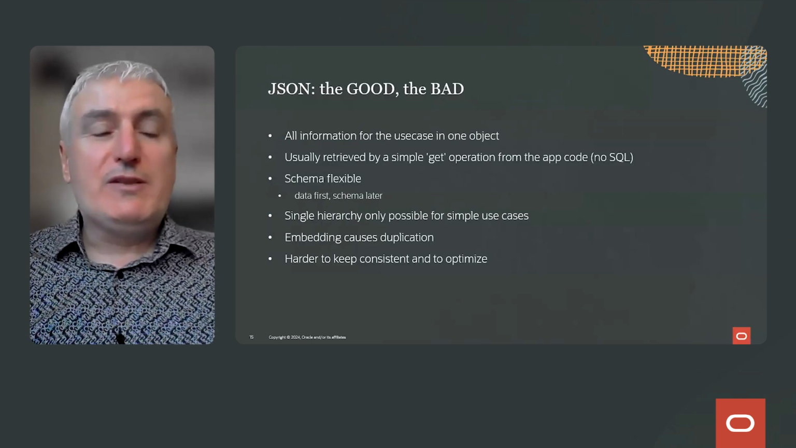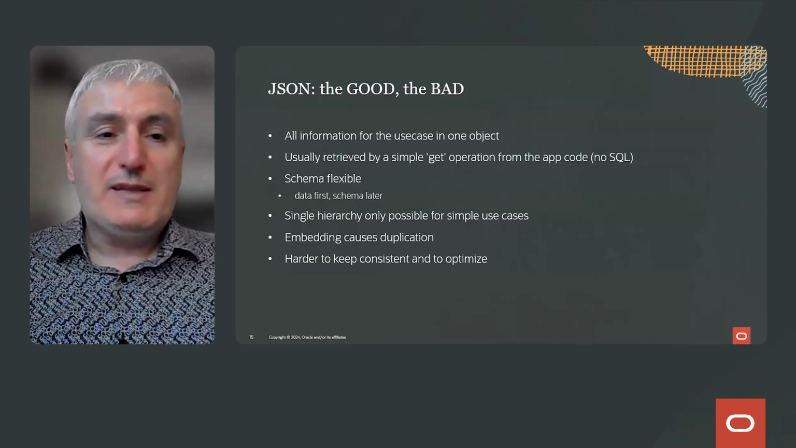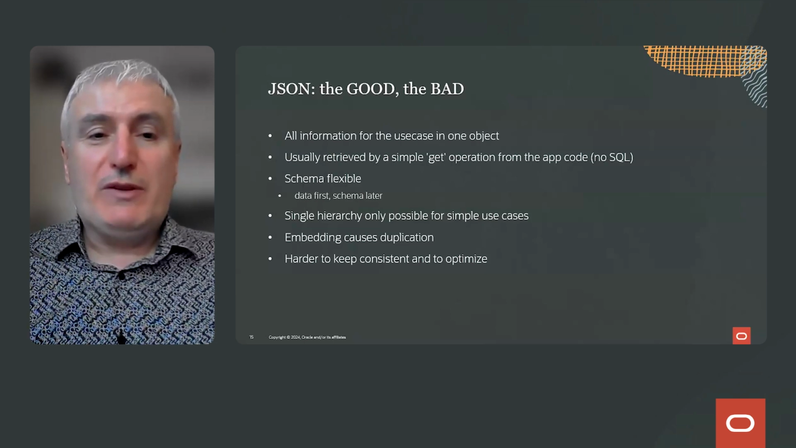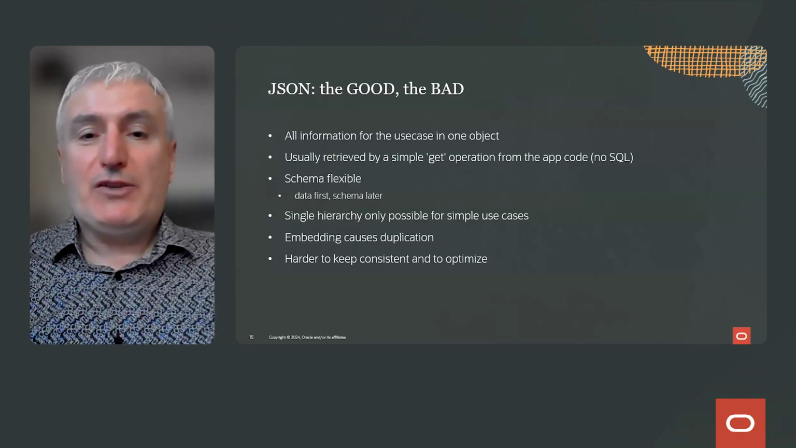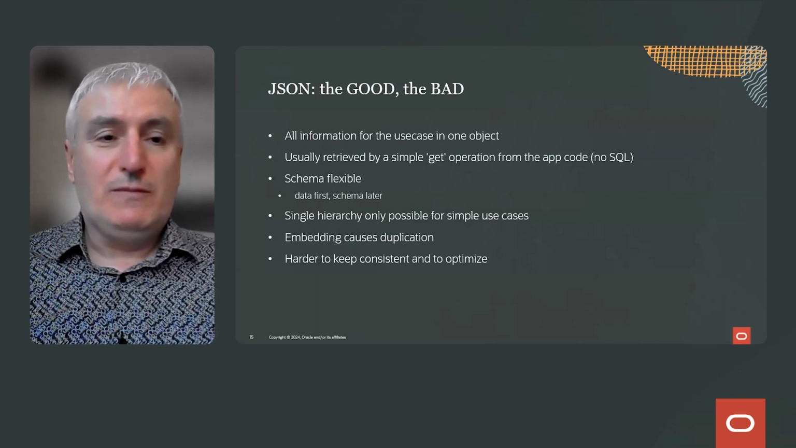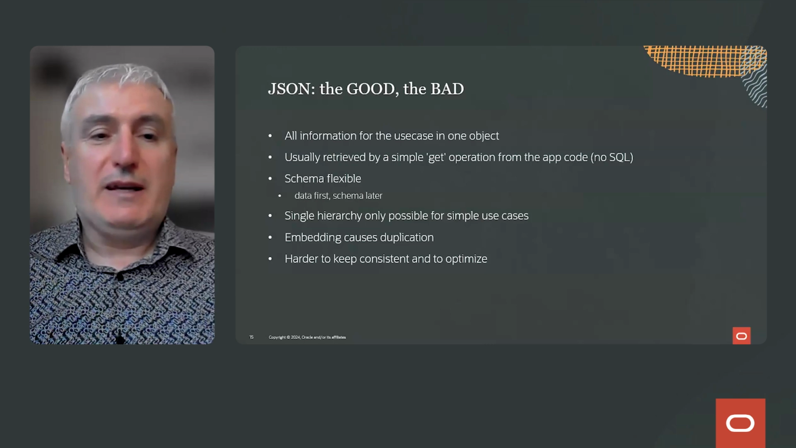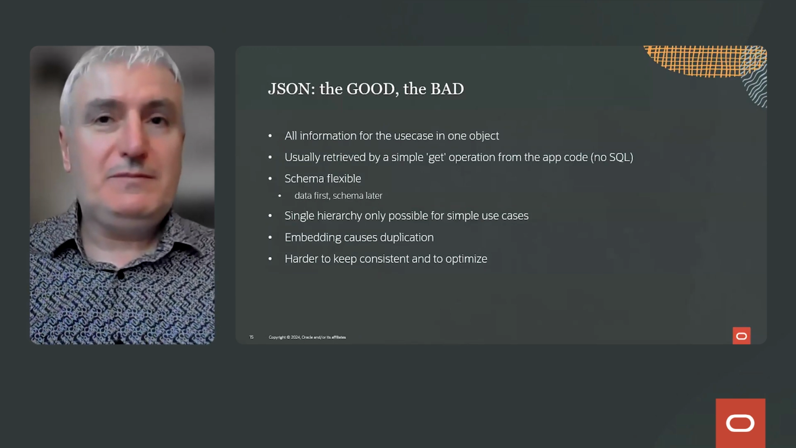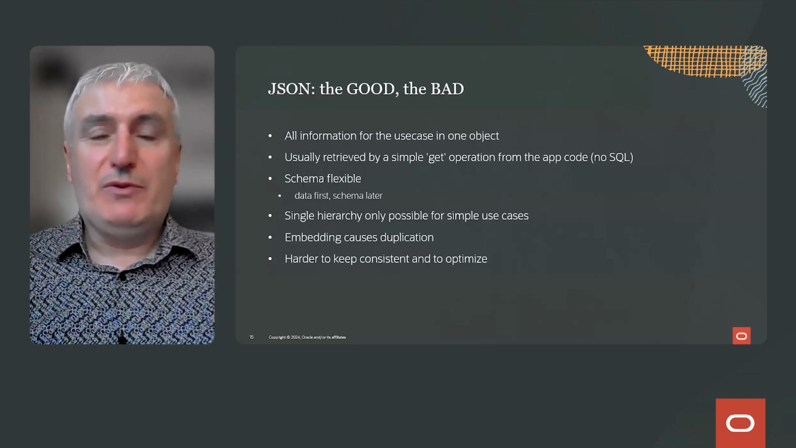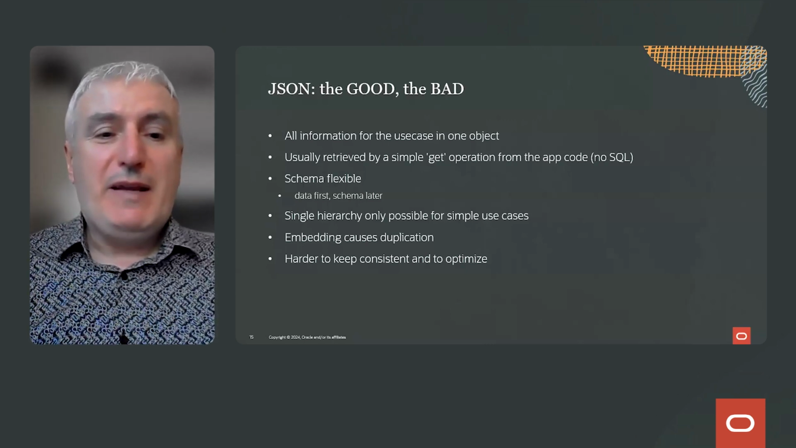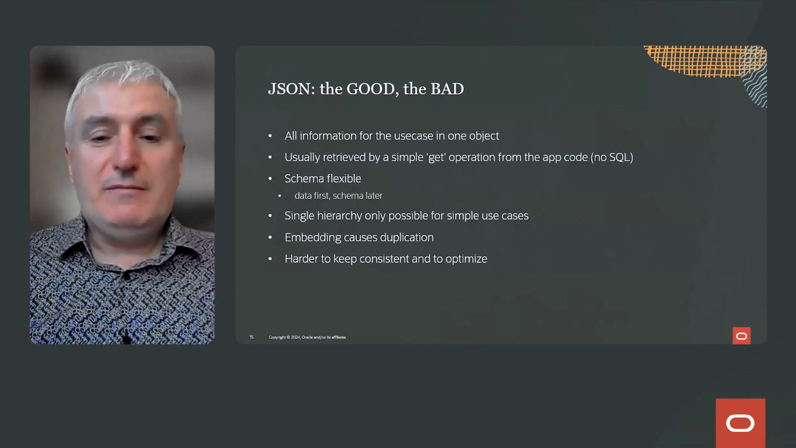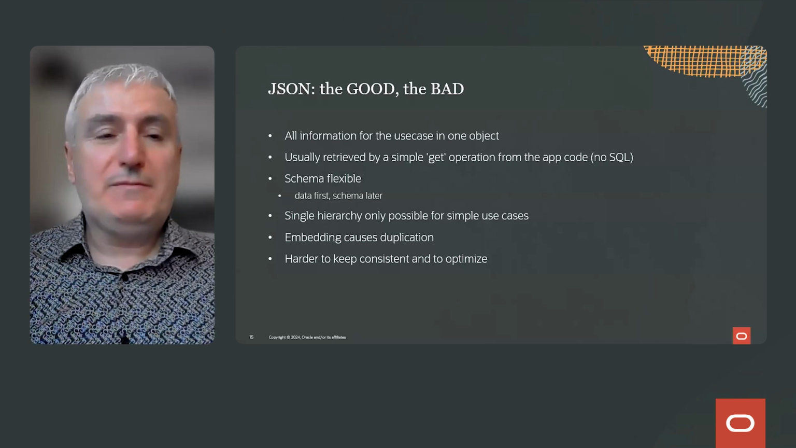Well, looking at what is good in that and what is bad, first, the good part is that the information is in one object. Usually, it can be retrieved by developers with a single get operation from the application code. You do not need to know SQL, and it is schema flexible, meaning data is first, schema is later. But a single hierarchy is only possible for simple use cases. And embedding always causes data duplication. It's hard to keep consistency, and it's even harder to optimize.